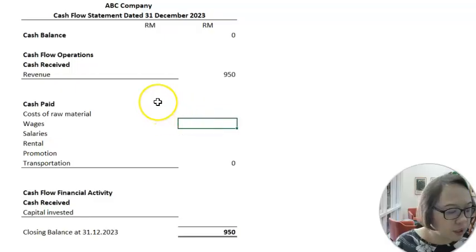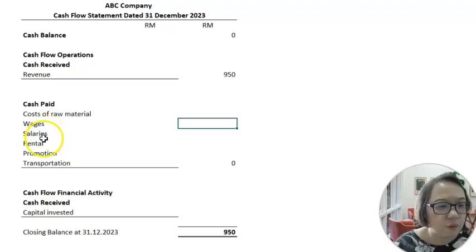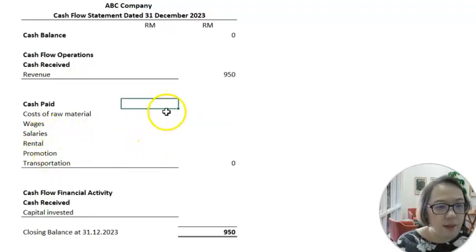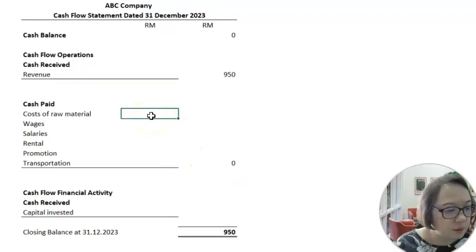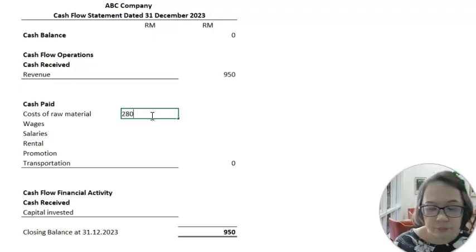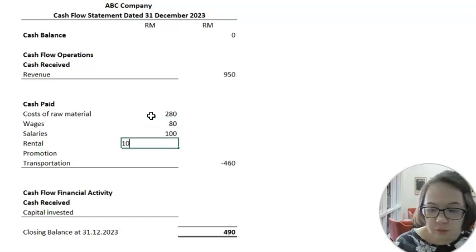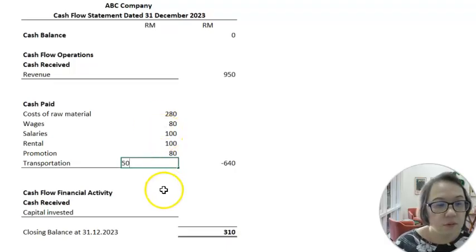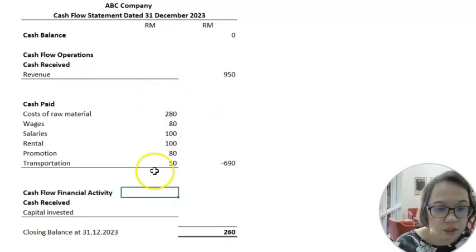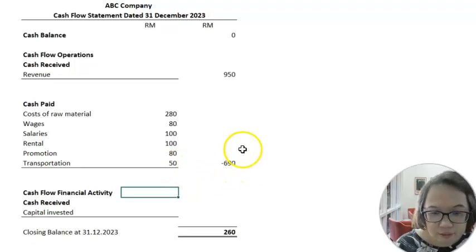Next, we record the cash that we paid. So refer to the data. We have altogether 6 items here. So I will record them here. And there is a formula that helps me do the counting later. So it's 280. So the total cash paid is 690 ringgit.